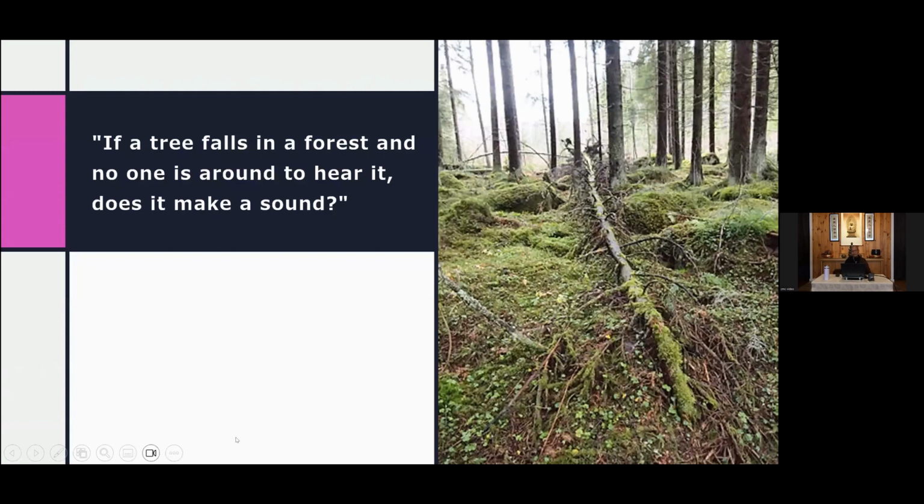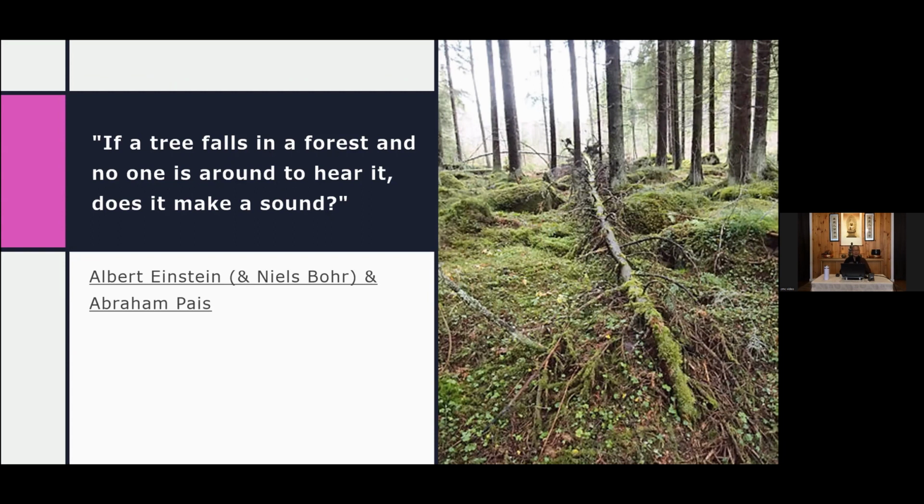Okay, this is a philosophical question that is very famous, okay? If a tree falls in a forest and no one is around to hear it, does it make a sound? Yes or no? Okay, repeat the question. If a tree falls in the forest and no one is around to hear it, does it make a sound? A similar question was raised by Albert Einstein.